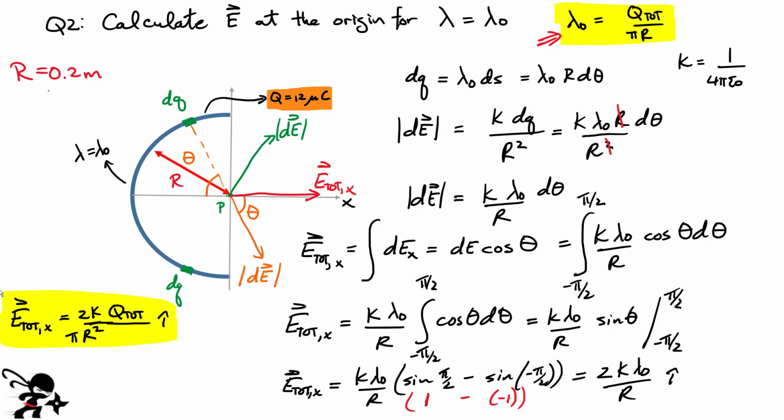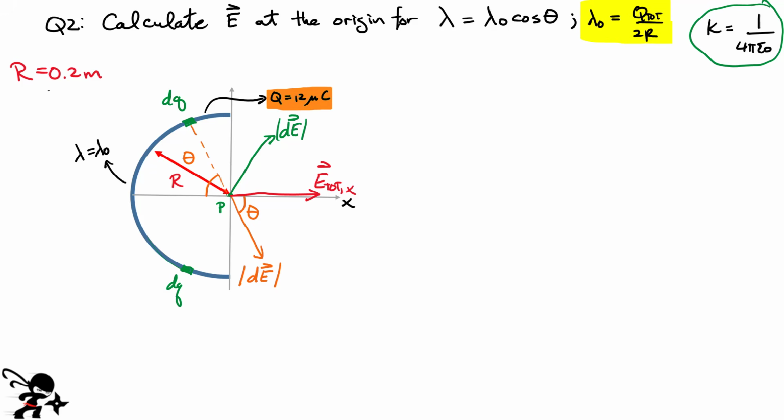Now again, you could go ahead and substitute what this value of k is and write it a little bit differently, but I think this is fine for now. Now let's go ahead and do the other case, which has a non-uniform charge distribution, and see how it compares.